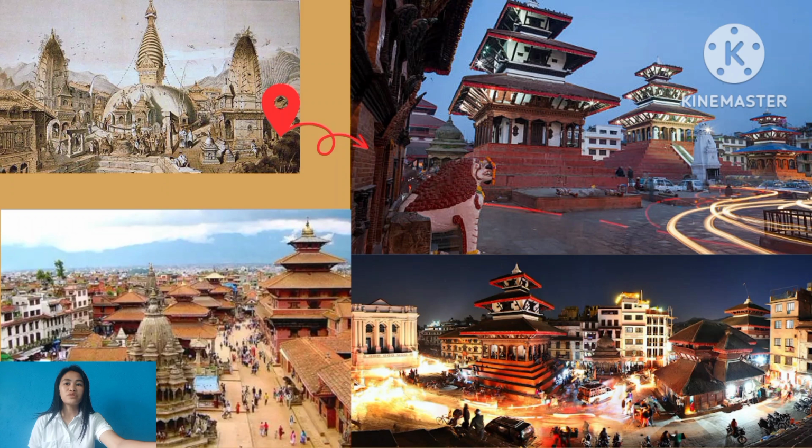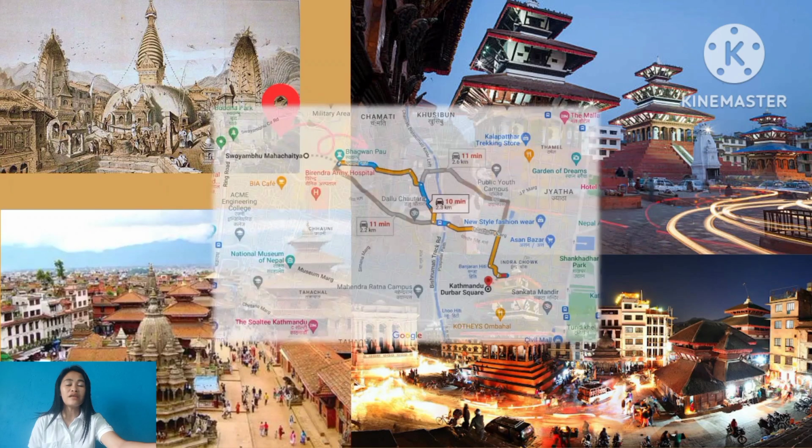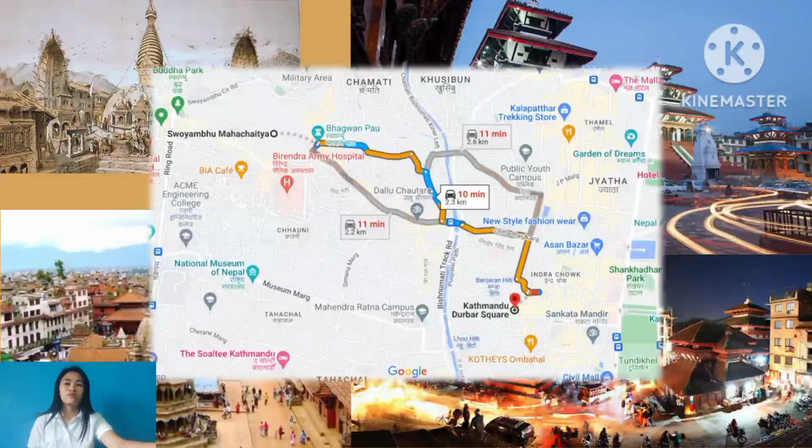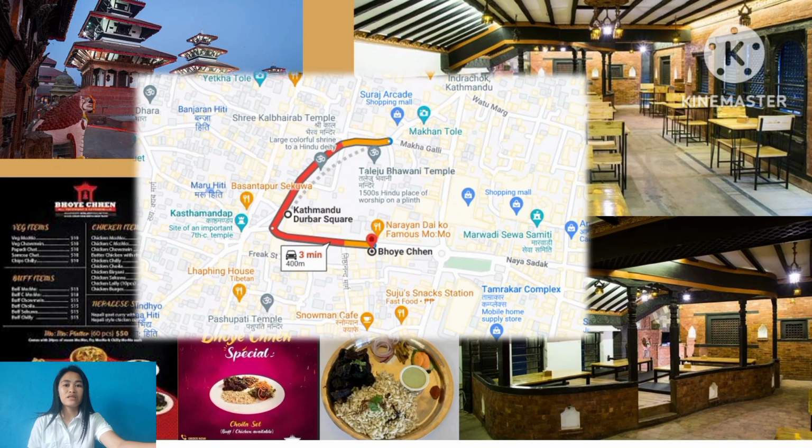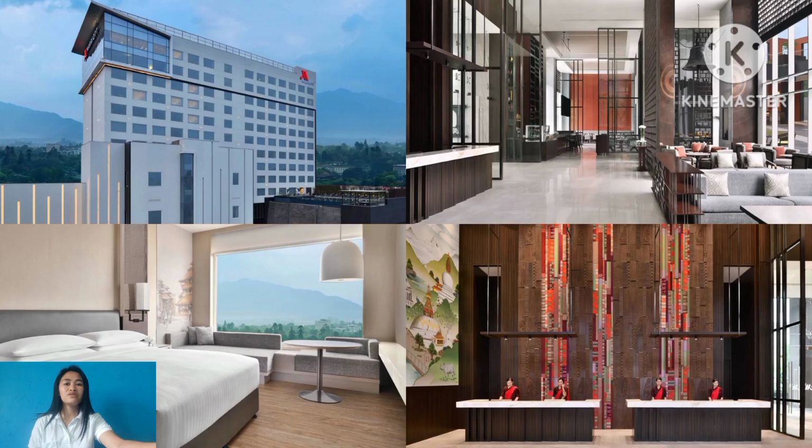Next, from Swayambhunath Temple, they will go to Kathmandu Durbar Square, which is 10 minutes away from each other. From Kathmandu Durbar Square, they will have dinner at Boyi Chen's, which is 3 minutes away. And then going back to the Kathmandu Marriott Hotel.